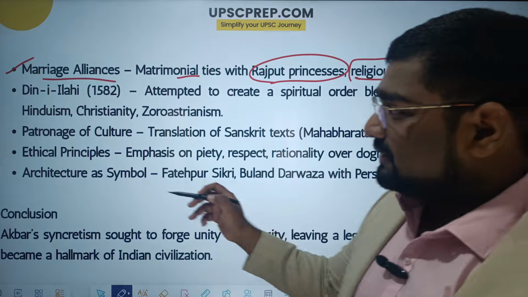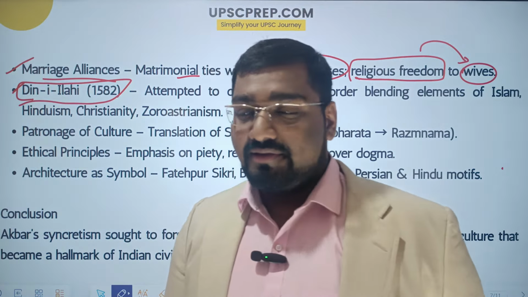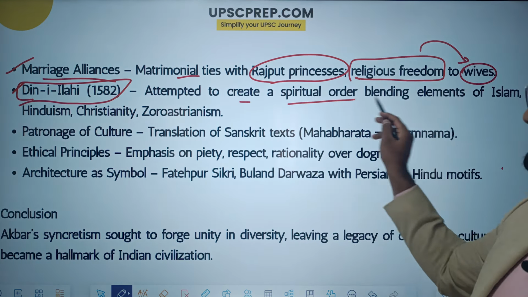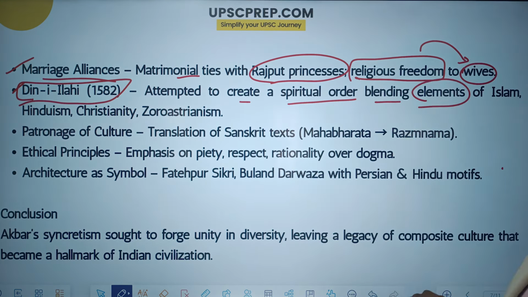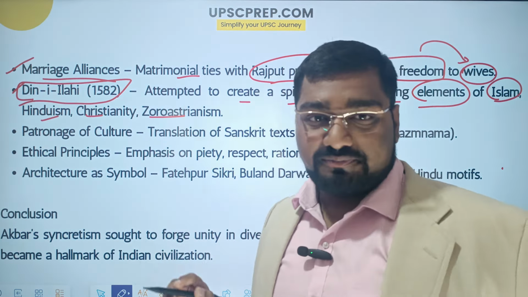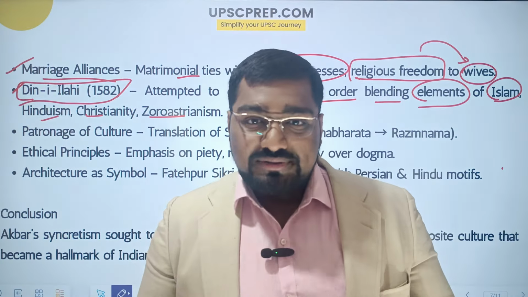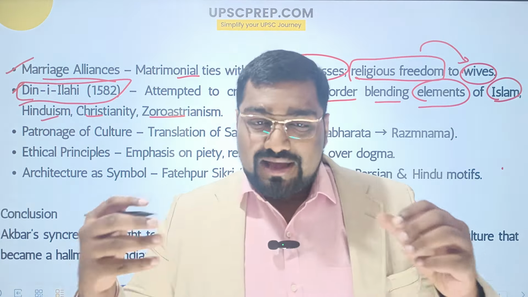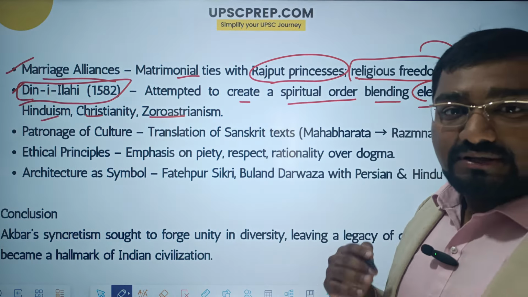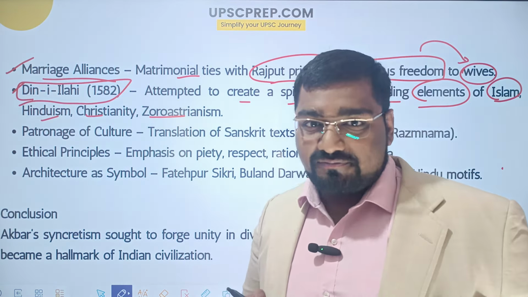Okay, then Deen-e Ilahi, the must mention concept. Deen-e Ilahi. Akbar attempted to create a separate spiritual path blending elements of Islam, Hinduism, Christianity, and Zoroastrianism. Right? So, Deen-e Ilahi, what exactly is it? It is where all the good things from different religions come together, and this sect, we can say, was attempted. It was a start, right? It was, let's say, begun by Akbar himself, right?